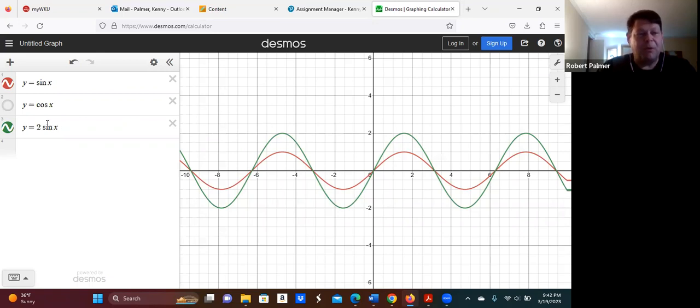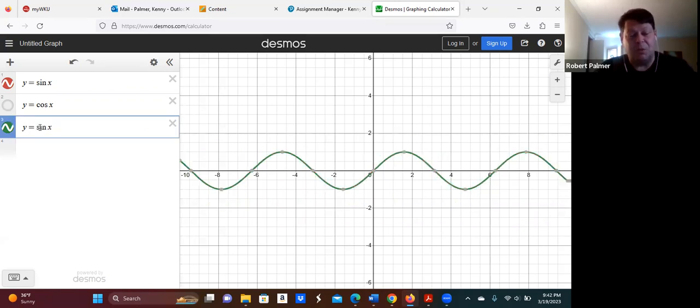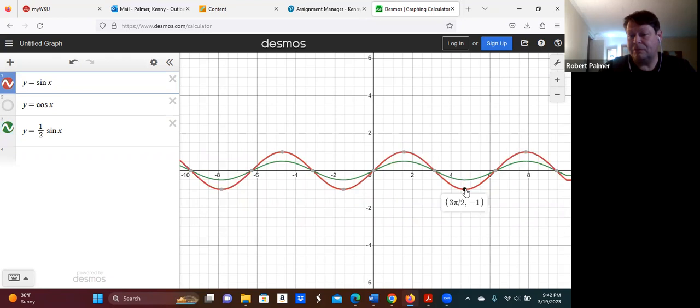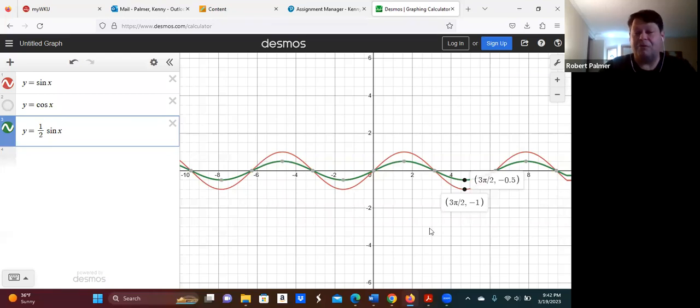Okay, now, what if I put a 1/2 in front? As we'll see, since 1/2 is less than 1, it compresses the graph vertically by a factor of 2. This point that was at pi over 2 and 1 is now at pi over 2 and 1/2. This point that was at 3 pi over 2 and negative 1 is now at 3 pi over 2 and negative 1/2. So it's compressed vertically by a factor of 2.